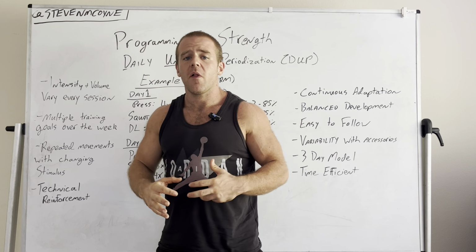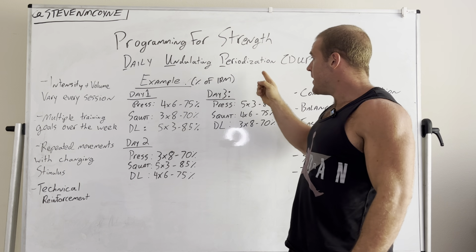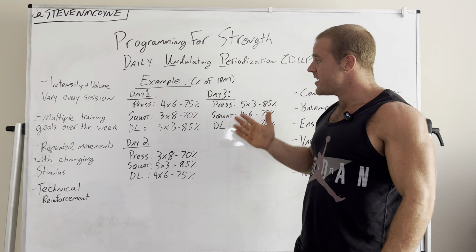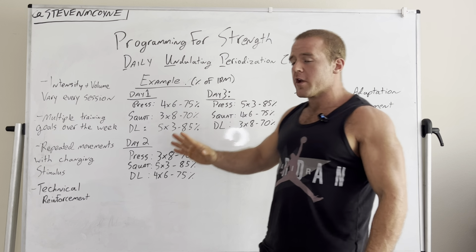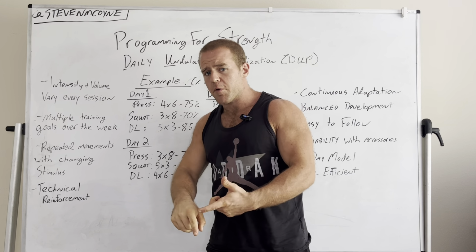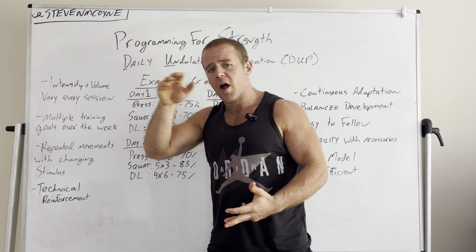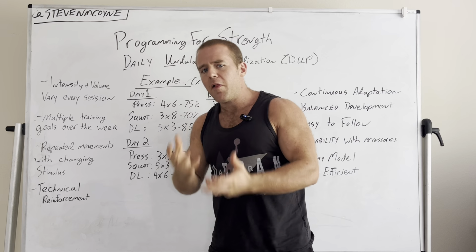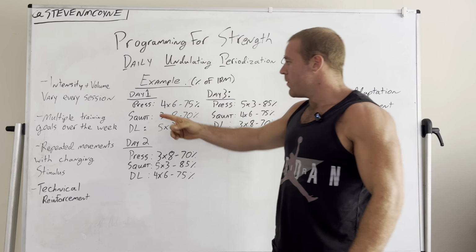So what does this look like? Here's a sample 3-day program of what a DUP week might look like. So let's just take a press, a squat, and a deadlift. Now remember, we're working through hypertrophy, power, and strength. Instead of going block by block by block, we're going to have some element of that in each lift throughout the week. So let's start with day 1.